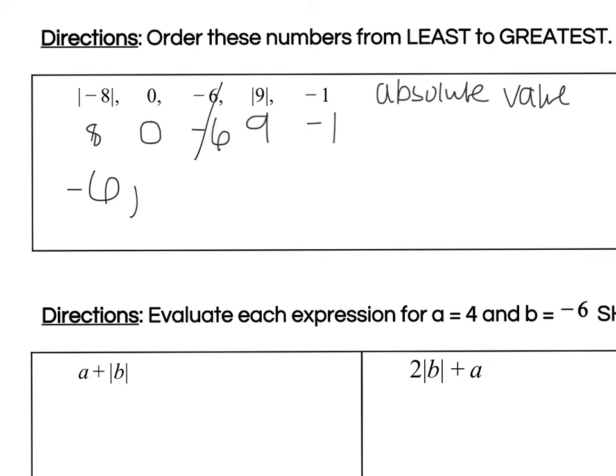I'm going to cross it off because I used it. The next number that has the least value is -1. Then 0. Well, originally the number was the absolute value of -8, but really you know that that is 8. And finally, the absolute value of -9 is really 9. So there you go. You have your numbers ordered from least to greatest.